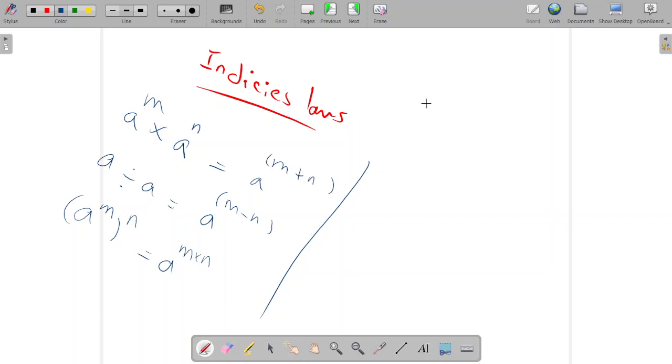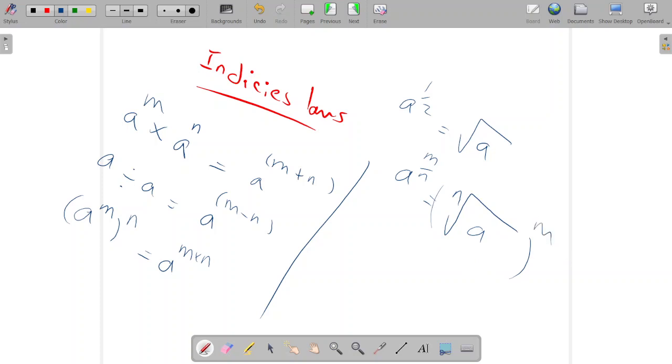Another indices rule: if you have a to the power of half, remember that it represents the square root of a. And if you have a to the power of, let's say, m over n, this can be represented as the nth root of a, while the whole thing is to the power of m. This is another rule of indices.